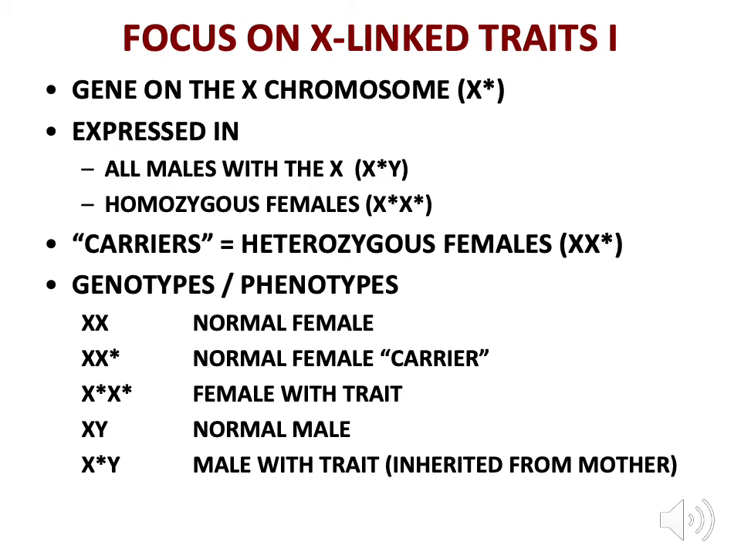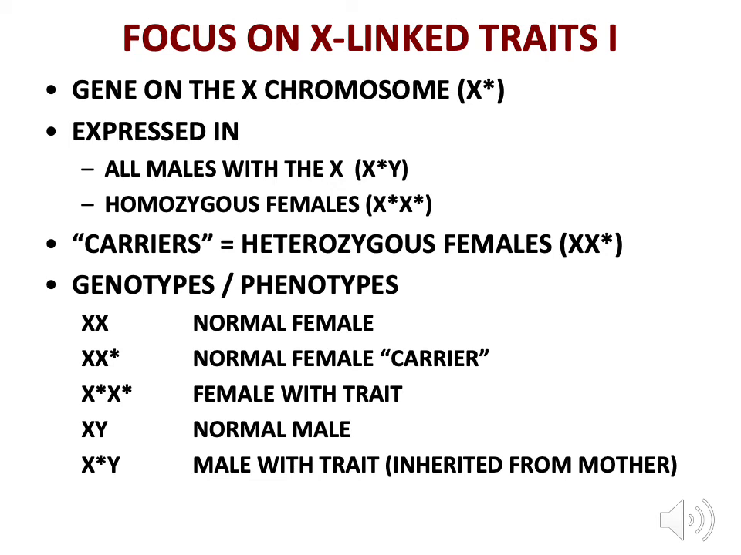Now, there are also females that are described as carriers, and a carrier female is a heterozygous female. So she's X, X asterisk, or we could write her as X asterisk X. In any event, only one of her X chromosomes has that trait. Phenotypically, she's going to be normal. She will not express that trait, but it's present on one of her X chromosomes, which means she can pass it on to future generations. Hence, she is a carrier. She's phenotypically normal, but she carries that gene on her X chromosome.